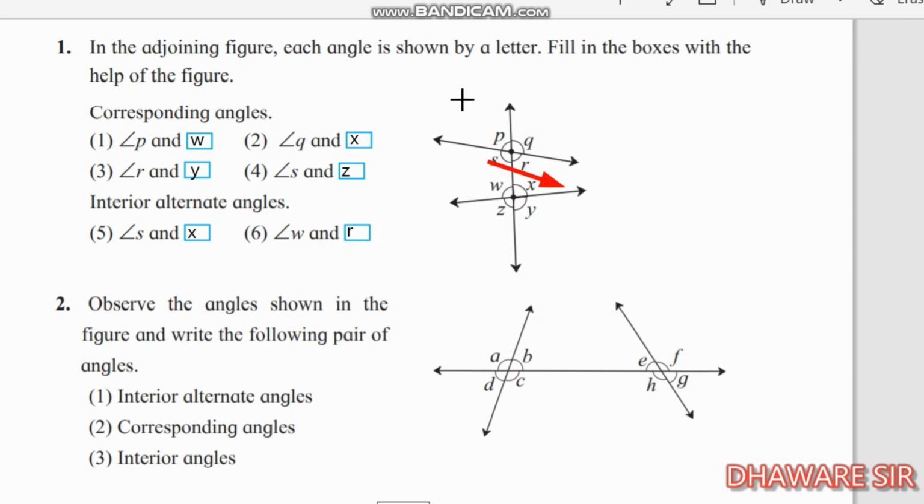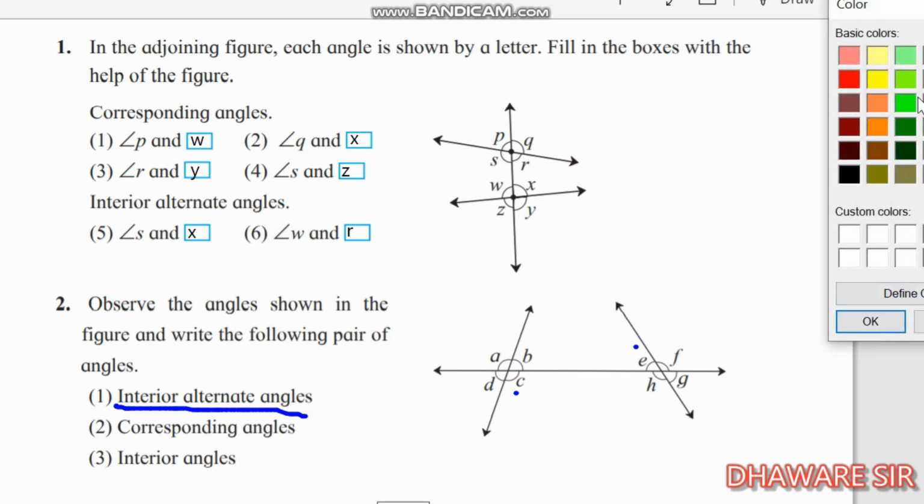Now in the second question, we just point out the angles. Observe the angles in the figure and write the following pairs of angles. First pair is interior alternate angles. So interior alternate angles we are going to find here. So which are the pairs? C and E. So C and E are the interior alternate angles. We are just giving the dots so we can understand clearly. C and E, angle E. These two angles are the interior alternate angles.